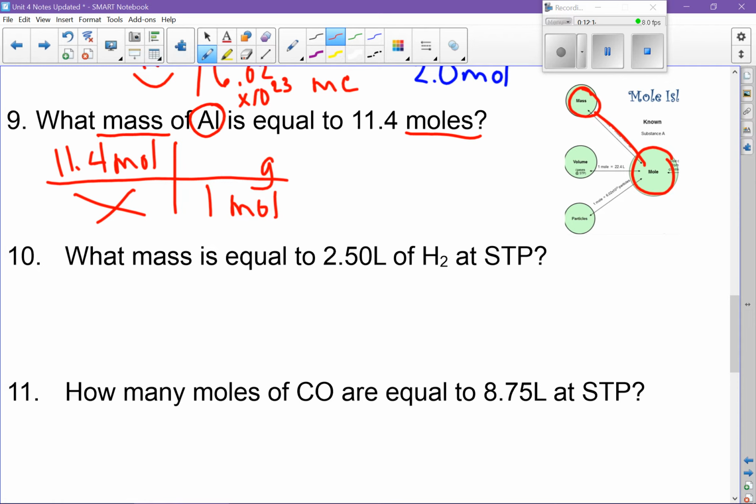So you don't have to add, just look it up. Periodic table says it has a mass of 27 grams per mole. When you plug that into your calculator, you should get 307.8. For sig figs, we started with 3. If I want to end with 3, that's there at that 7, but I have to round it up to 308. Because I was looking for mass, the unit for that is grams.